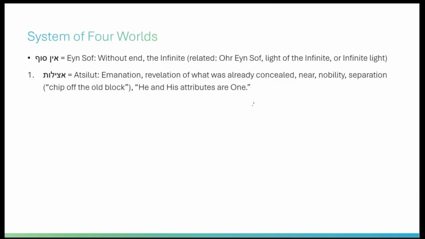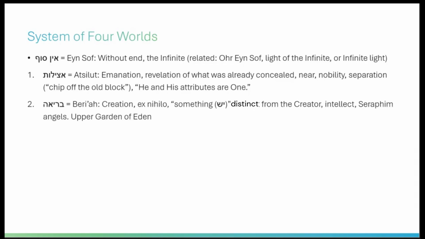And in this world, He and His attributes are one. In other words, this is a world of pure divinity, of pure godliness, and this is in distinction to the lower worlds, which are the worlds of Bria. Bria literally means creation. Creation, Nachmanides emphasizes, means ex nihilo, out of nothing, yesh me'ayin, something out of nothing.